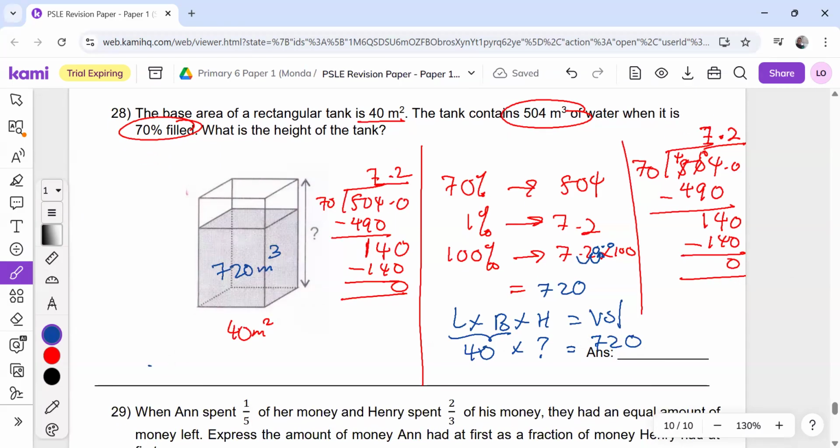720 divided by 40. So you go and divide, cancel the 0, 72 divided by 4. That's how you get 18. So the height of the tank is 18 meter. Be careful, not centimeter, 18 meter. So make sure that you don't always think that it's centimeter. Sometimes it can be meter cube or meters. Okay?